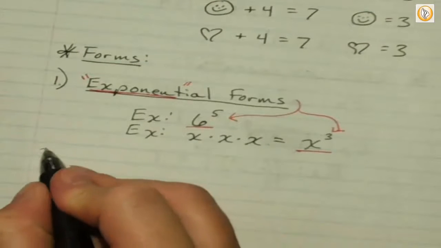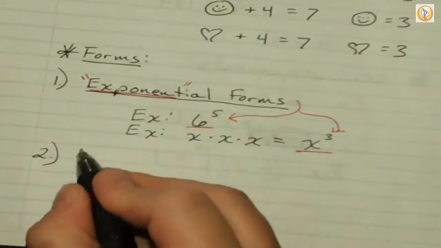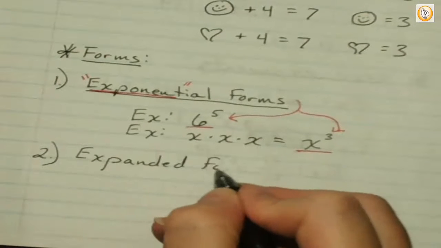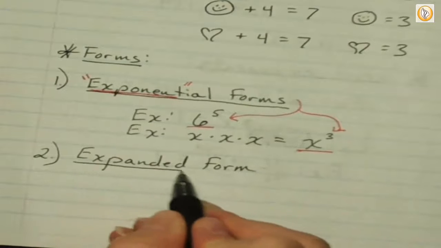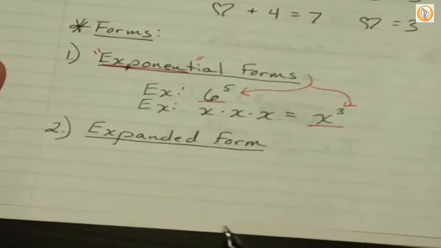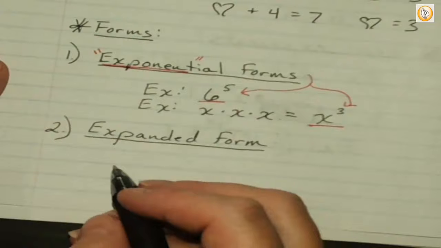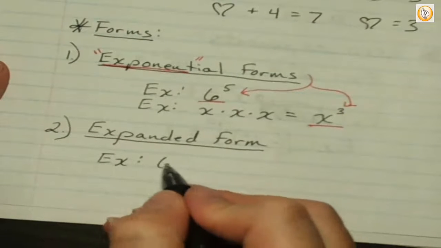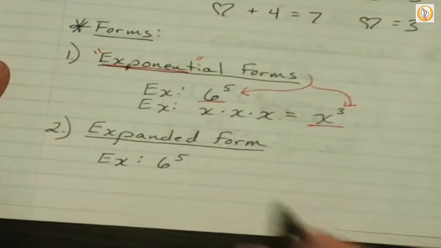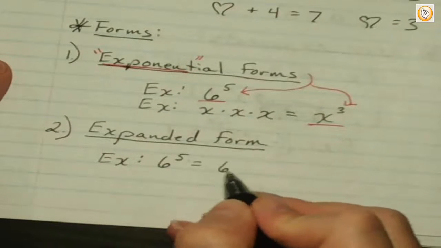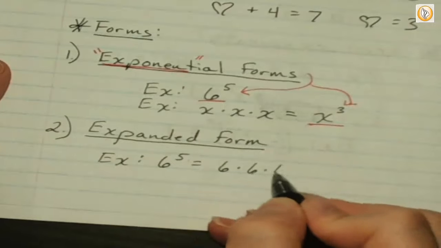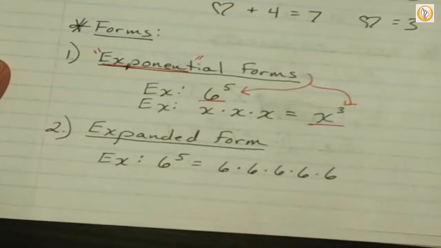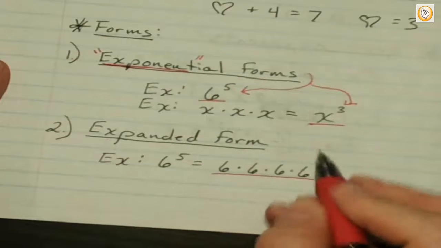All right, the second form is what's called expanded form. I've heard of that. I've heard of that, third grade. Yeah, didn't know that in 5th grade. So, what is it then? It's the x times x times x. Bingo. Let's say it's x to the 5th power, x times x times x. Or I mean 6 to the 5th power, 6 times 6 times 6 times 6 times 6. This is your expanded form.